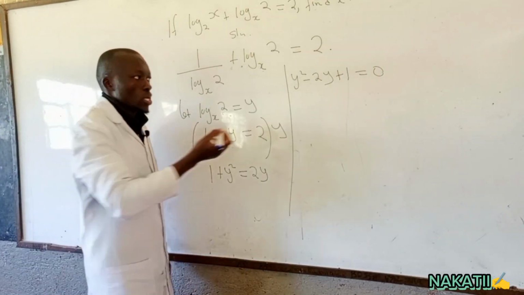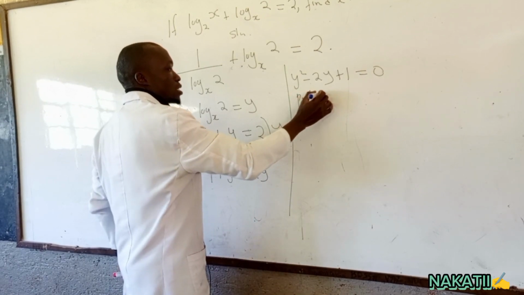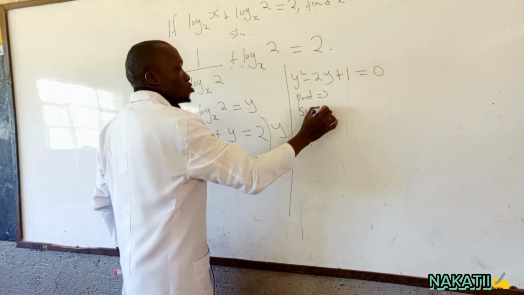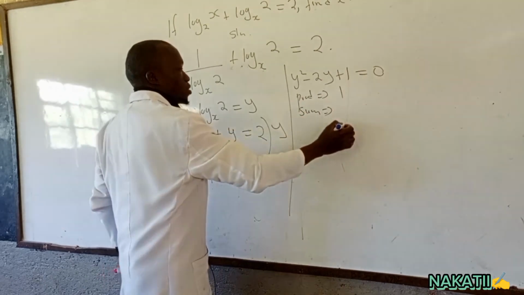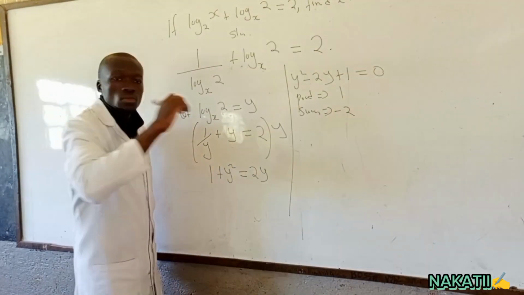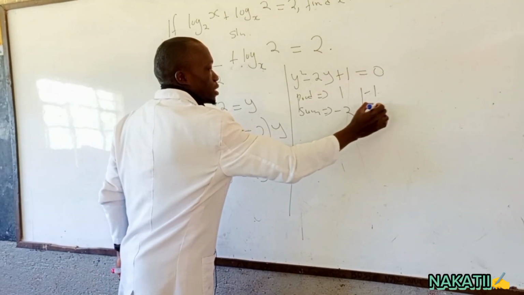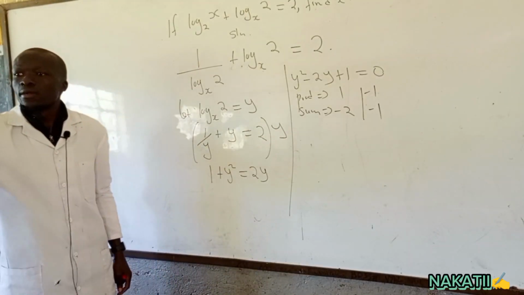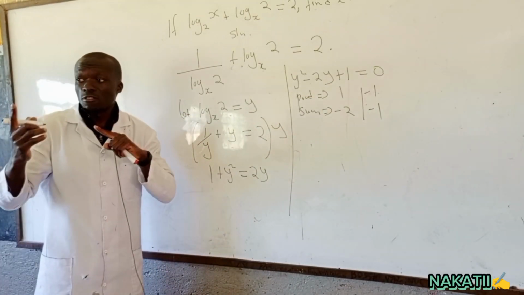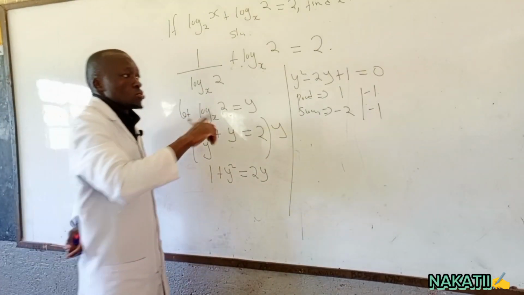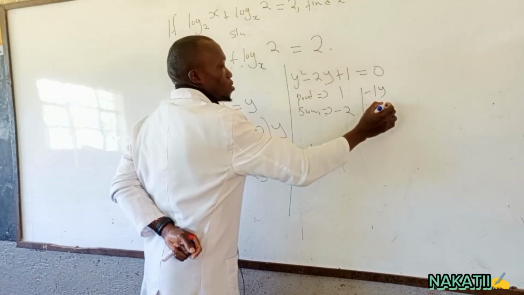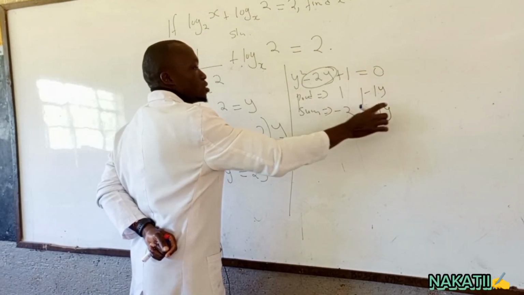Now, I don't know if factorization can work. We look for product and sum. Two numbers that when you multiply, you get 1. When you add, you get negative 2. It is negative 1 and negative 1. You multiply them, you get positive 1. You add them, you get negative 2. So replace the middle term here.